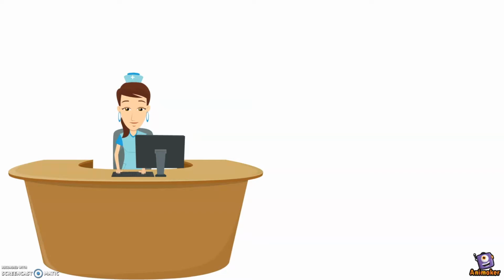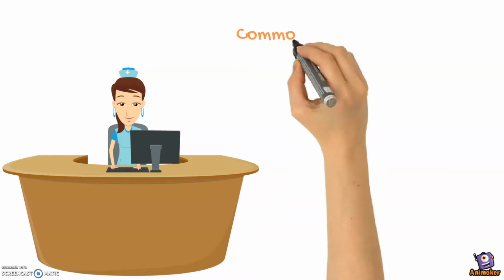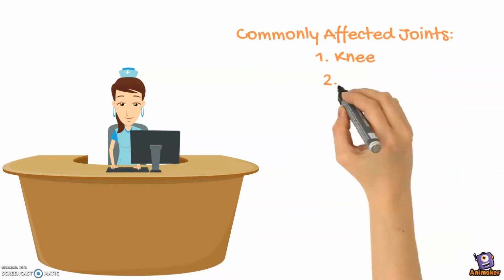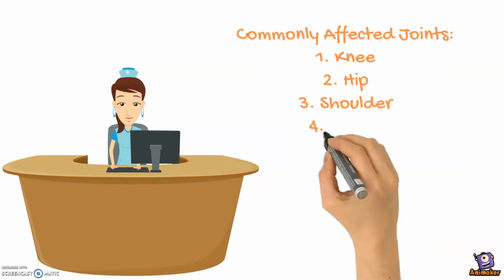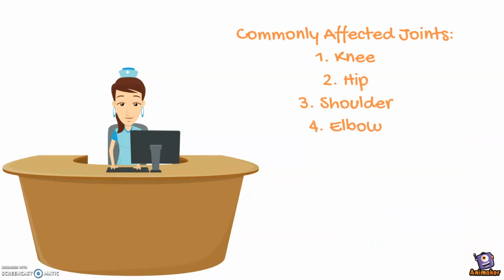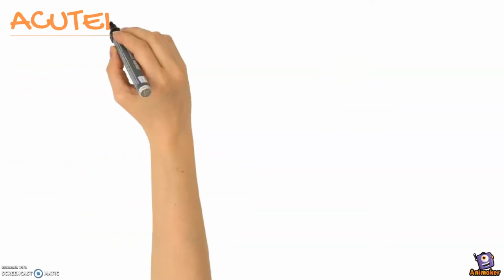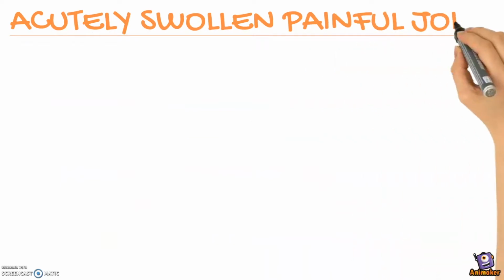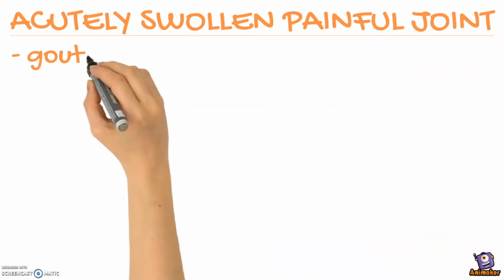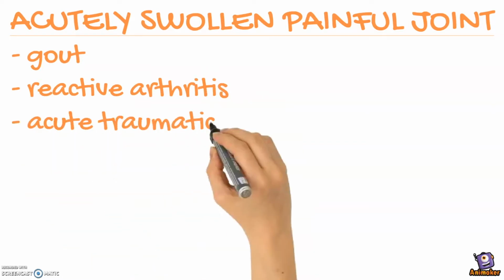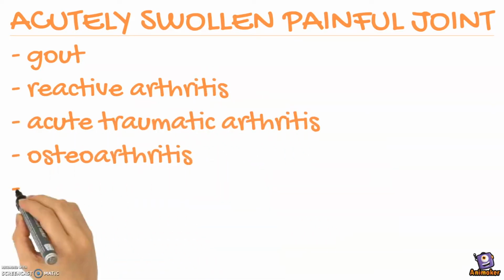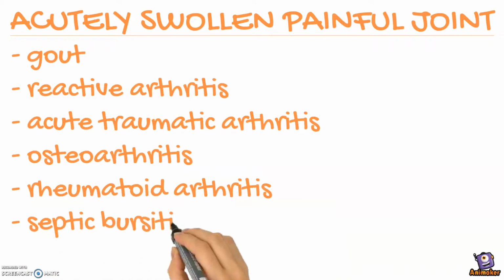orthopedics block. You remember that when faced with an acutely swollen and painful joint, it is critical to rule out septic arthritis. The most commonly infected joints include the knee, hip, shoulder, and elbow, in that order. It is important to remember that deep joints, such as the hip or shoulder, may not present with prominent swelling and erythema. Some other possible diagnoses include gout, reactive arthritis, acute traumatic arthritis, osteoarthritis, rheumatoid arthritis, and septic bursitis.